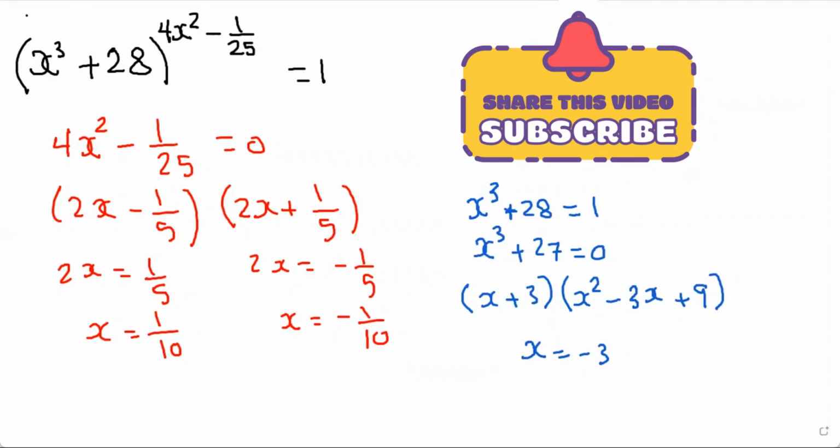Now, again, this expression looks complicated. But if you break it down and logically think about it, the base, which is the x cubed plus 28, must equal 1 for the whole thing to equal 1. Or the exponent, the 4x squared minus 1 over 25, must equal 0. And the reason why is anything to the power of 0 equals 1.